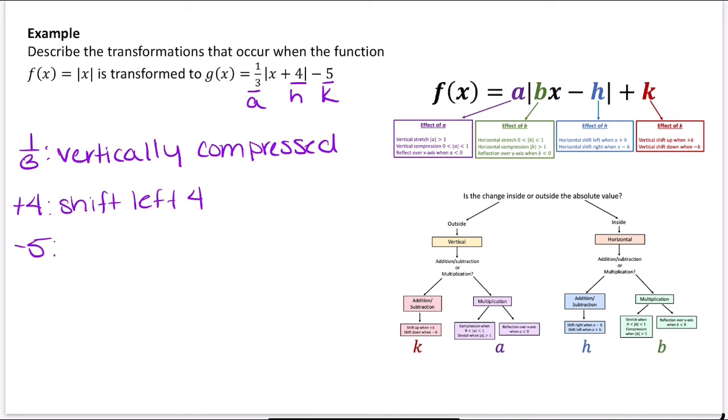And then when it's a minus, it's going to go down. So it's going to go down 5. So here are my predictions. I said the graph is going to be vertically compressed, shifted left 4, and down 5. Okay, let's verify that that is in fact true.